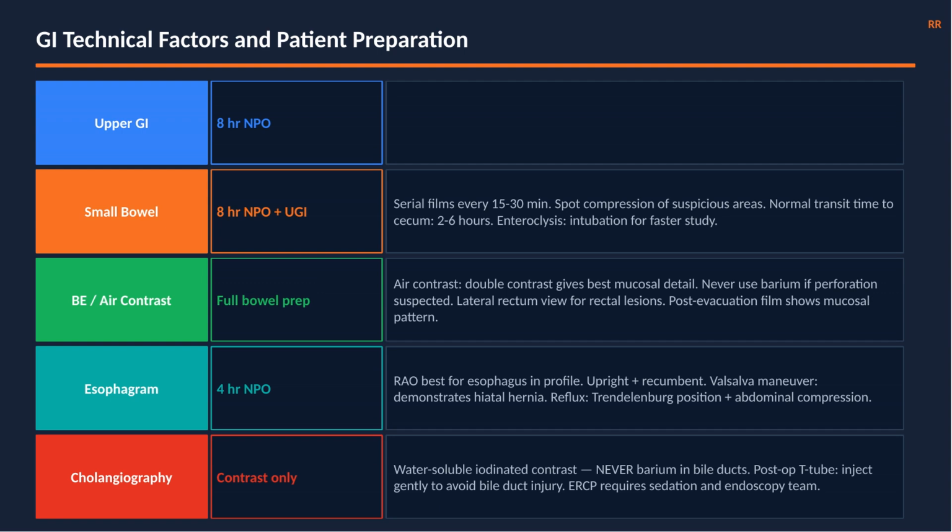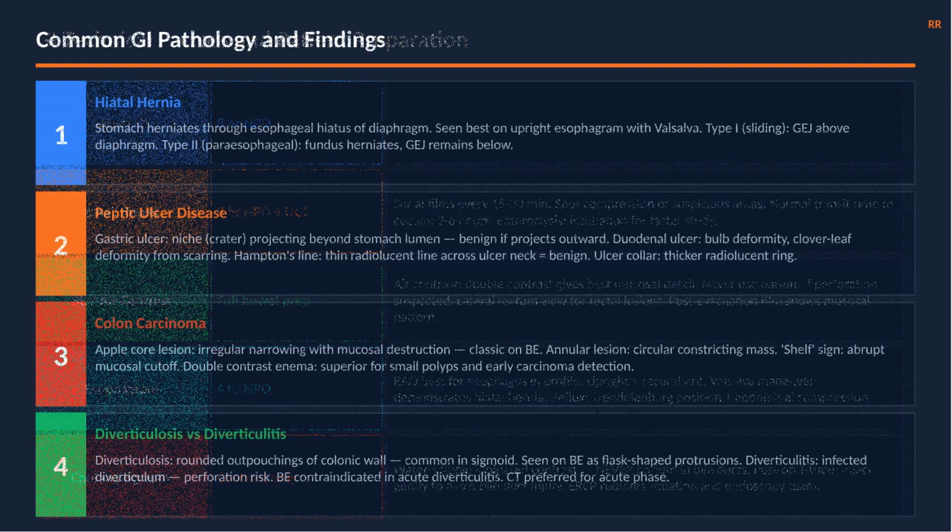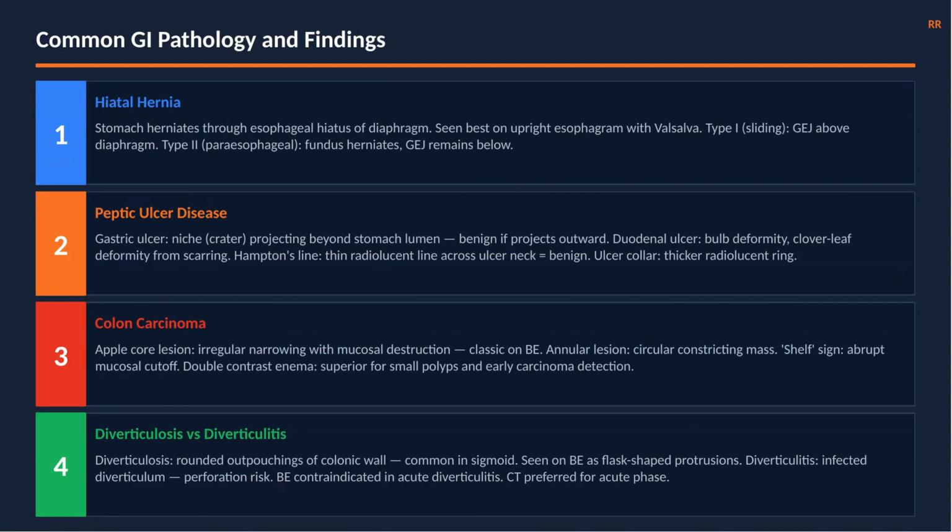Cholangiography: water-soluble iodinated contrast, always. Never barium in bile ducts. Inject gently to avoid bile duct pressure injury. For pathologies, the ARRT test from this lesson.